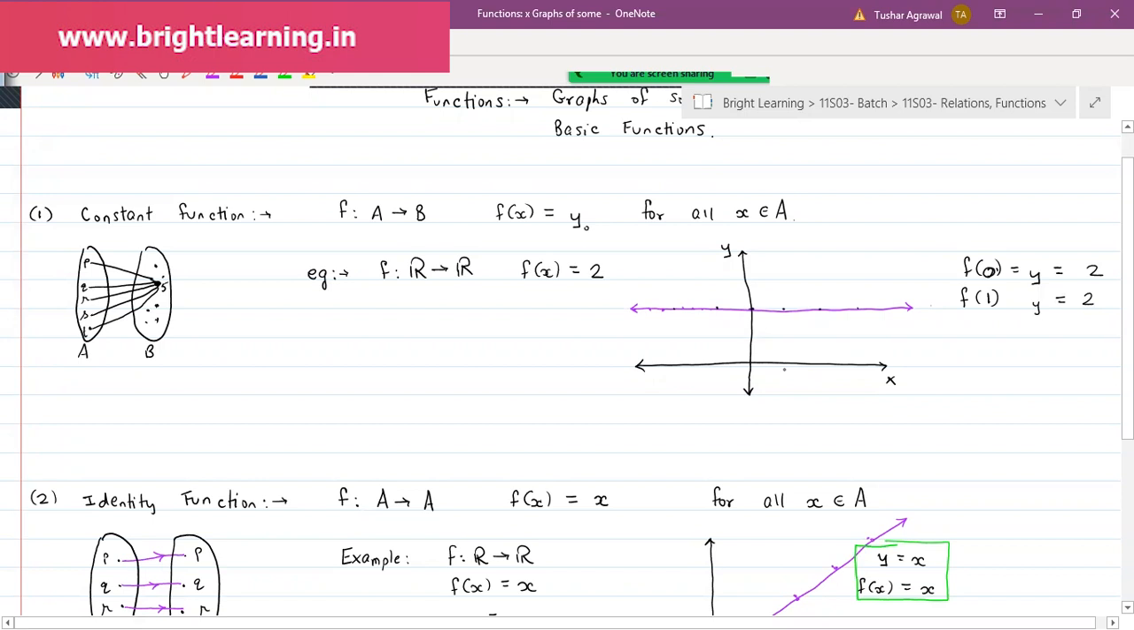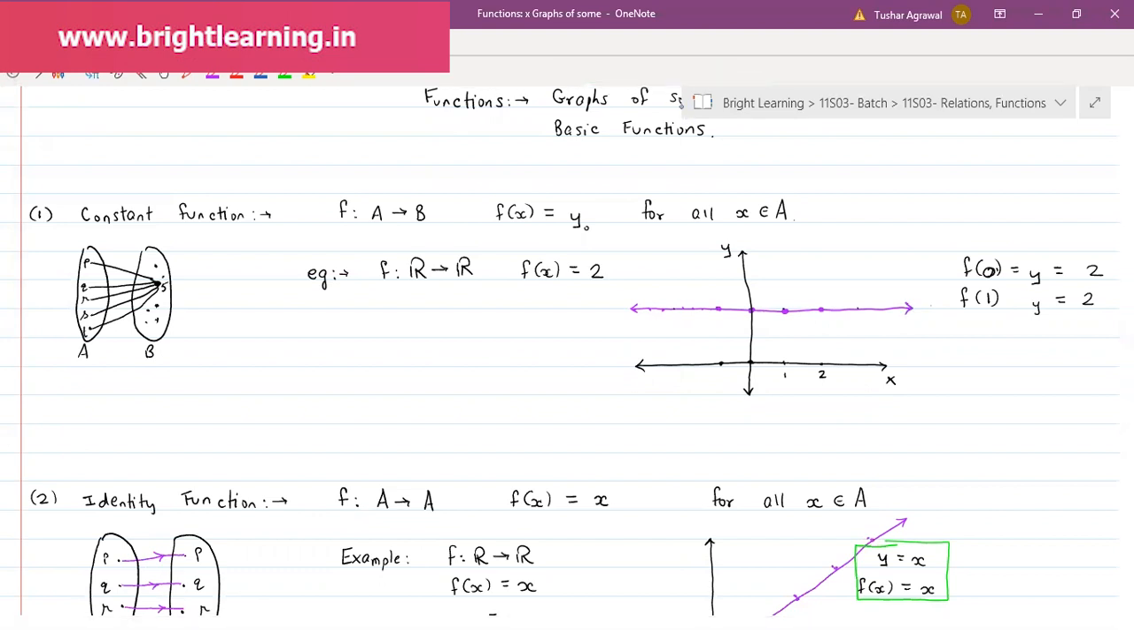For x equal to 1, I plotted the corresponding y coordinate over here. For x equal to 2, I plotted the corresponding y coordinate over here. For x equal to 0, and for x equal to minus 1, I plotted the corresponding y coordinates. So for all the x's, I plotted the corresponding y's, which means the corresponding images, and I joined those images. When I joined them, it will be a horizontal line. Yes or no? Yes, sir.